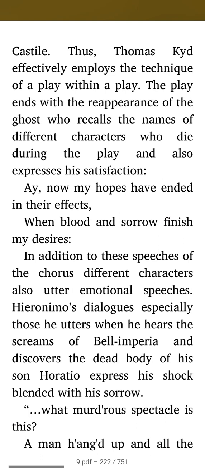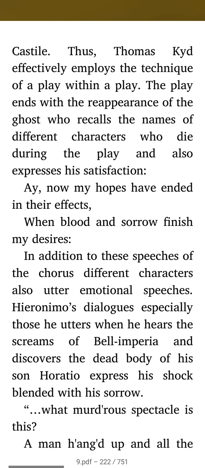In addition to these speeches of the chorus, different characters also utter emotional speeches. Hieronymo's dialogues, especially those he utters when he hears the screams of Belimpedia and discovers the dead body of his son Horatio, express his shock blended with his sorrow.